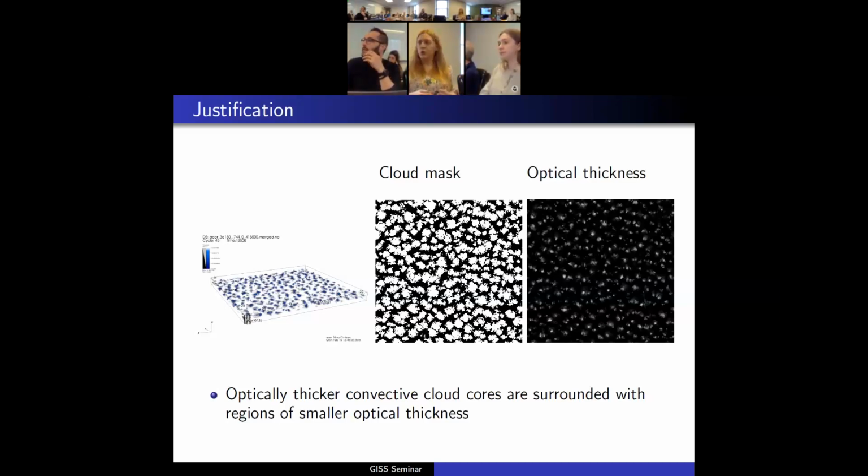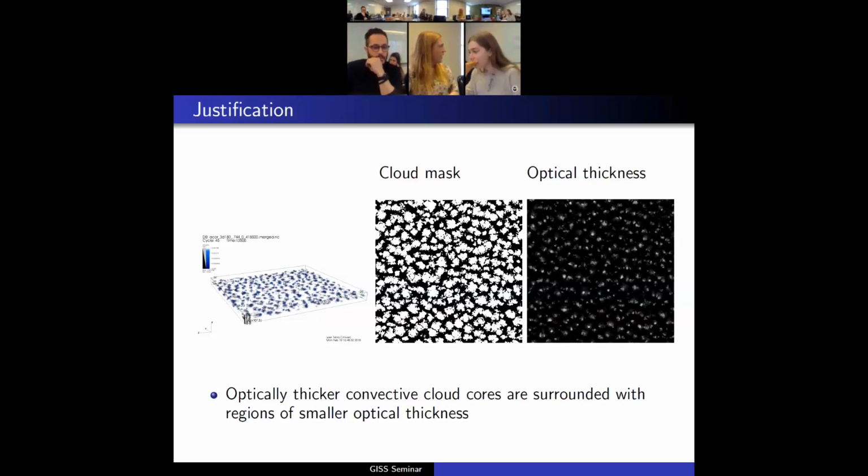The right image shows vertically integrated optical thickness and highlights only optically thicker regions. And you see by comparing these two images that these optically thicker convective cloud cores are indeed located in the interior of individual clouds and are surrounded with regions of reduced optical thickness. And this is something that is supported by further LES studies.